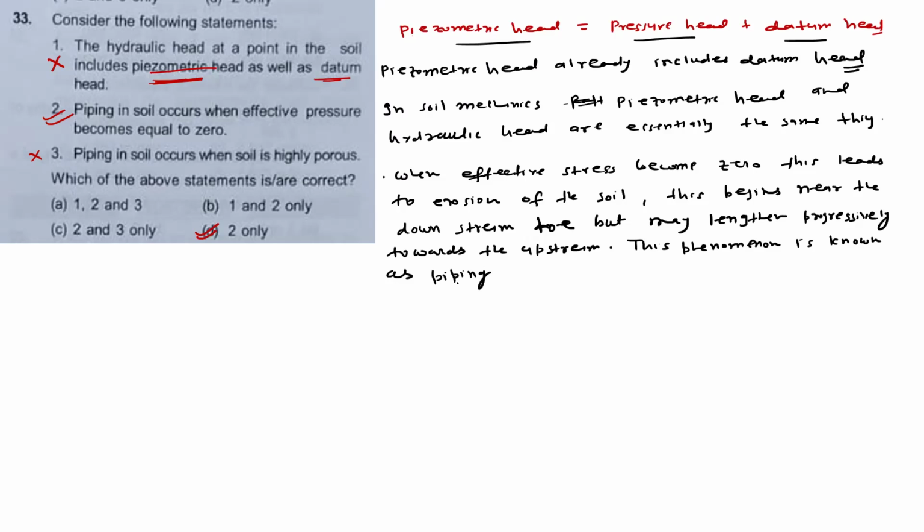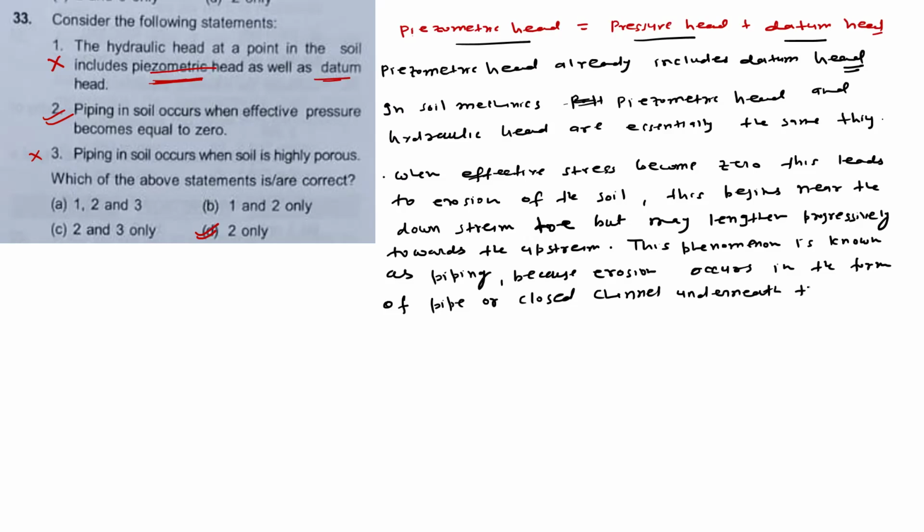This phenomenon is known as piping because erosion occurs in the form of a pipe or closed channel underneath the structure, in highly porous soil.